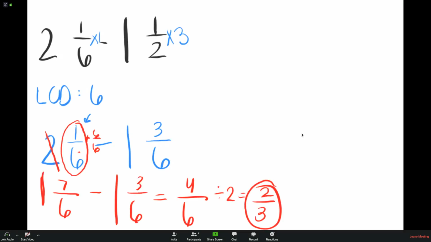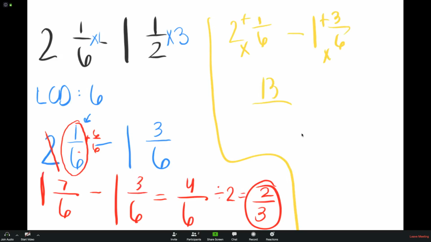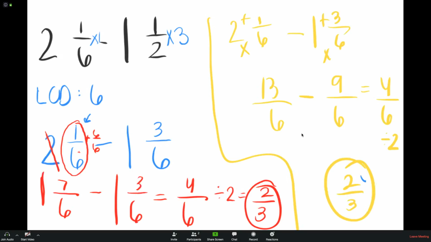We can also do the improper way. So we'll do 2, 1 over 6 minus 1, 3 over 6, times plus times plus. 6 times 2 is 12 plus 1 is 13 over 6 minus 6 times 1 is 6 plus 3 is 9 over 6. 13 minus 9 is 4 over 6. Again, we can divide both by 2 and get 2 over 3. Same answer.